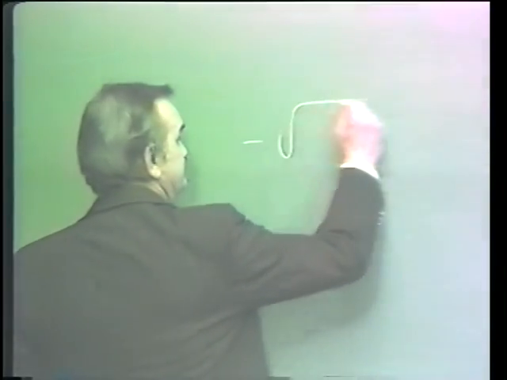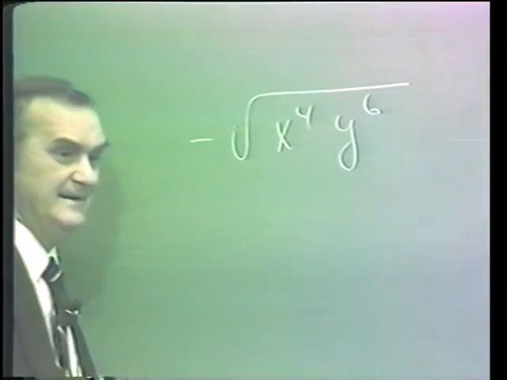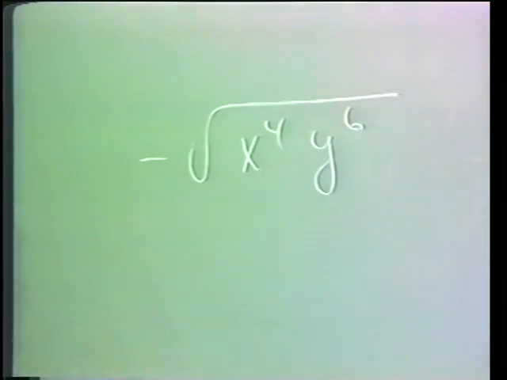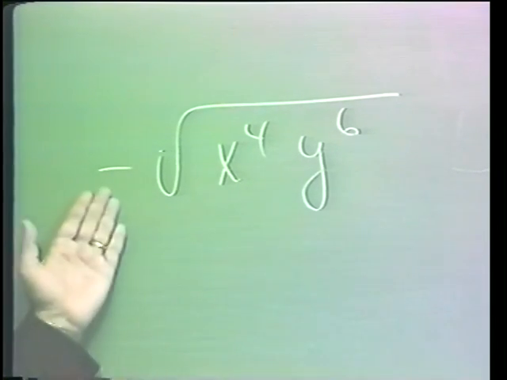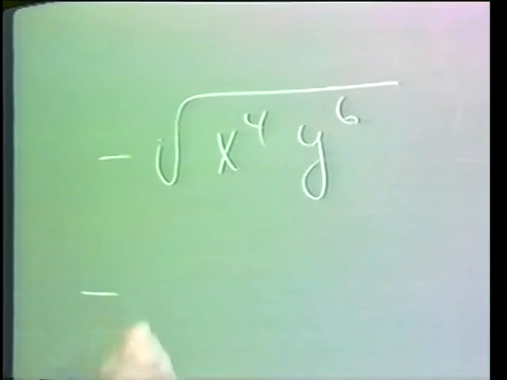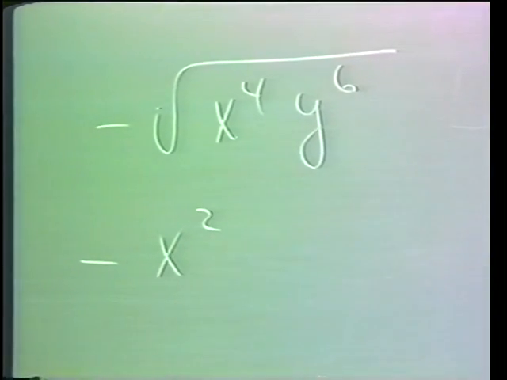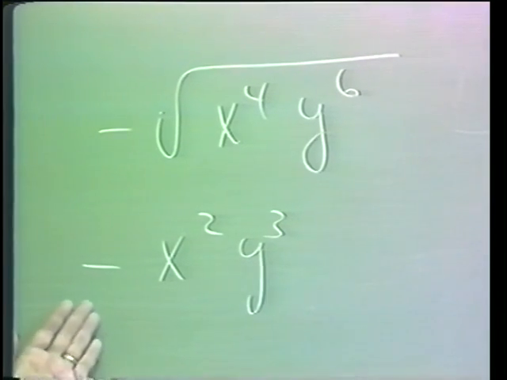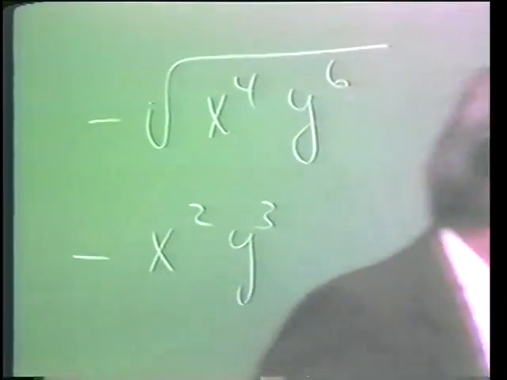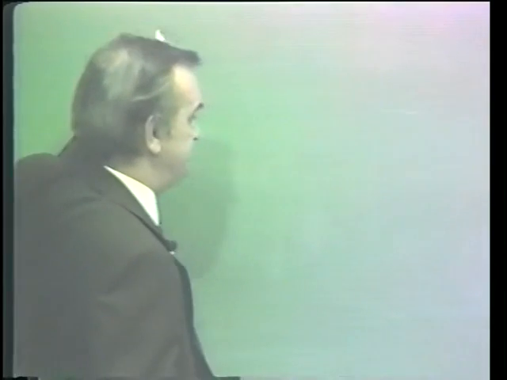In other words, if you have something like negative square root of x to the fourth y to the sixth, whatever sign is in front of the radical, that's what we're talking about. If there's no sign, it's understood to be a positive. If it's negative, it's understood to be negative. We want the negative answer. So we take the square root of x to the fourth, that's x squared, of y to the sixth, that's y to the third. And there's your answer. The whole thing. Okay.